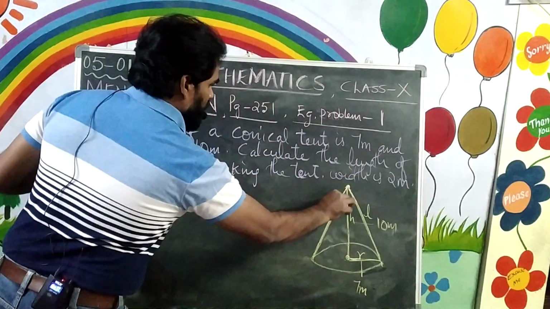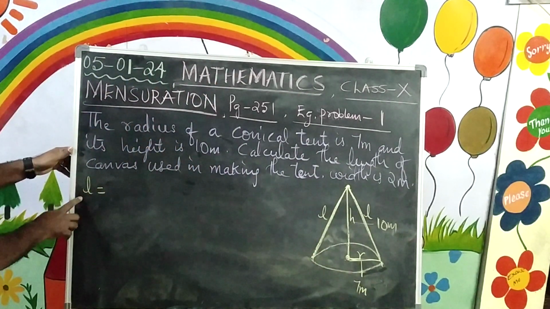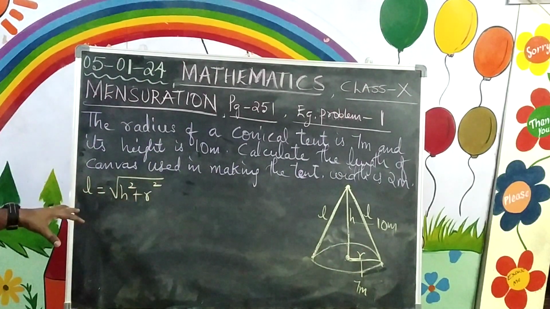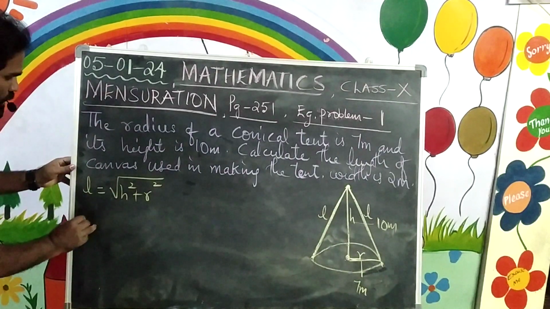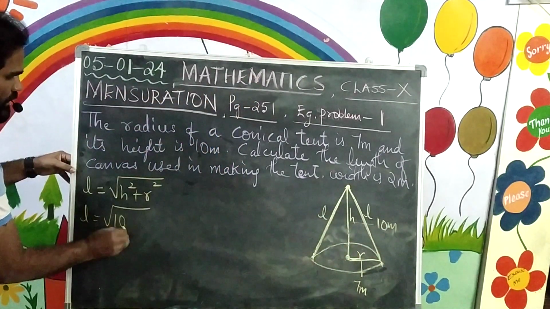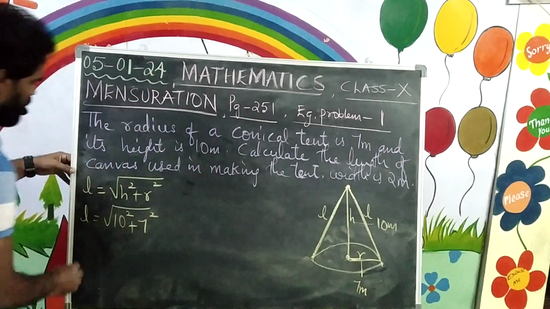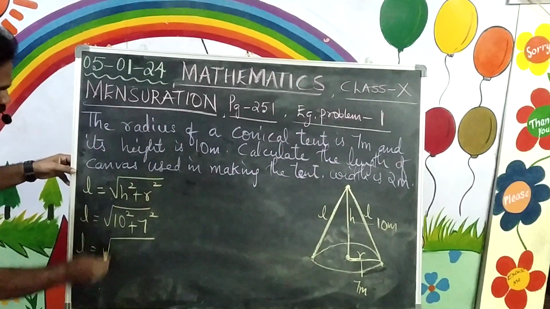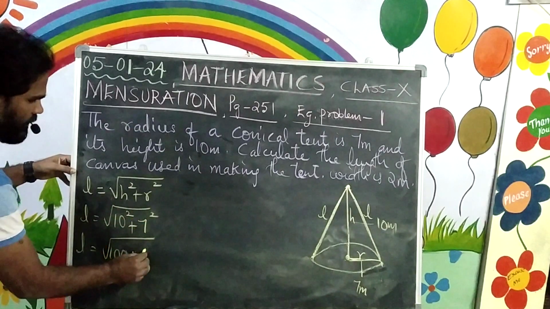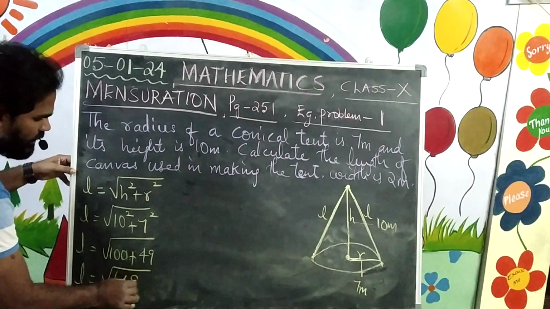Now, as we know that the slant height is missing, in order to find the value of the slant height, we will make use of the formula L is equal to root over H square plus R square. Through this formula, we'll get the value of L, which is slant height. So L is equal to root over H, that is the height 10 meters, the vertical height, then R, the radius of the base, is 7, so 7 square. Then L is equal to root over 10 square is 100, after which we have 7 square, which is 7 into 7, 49. And then L is equal to root over 100 plus 49, that is 149.